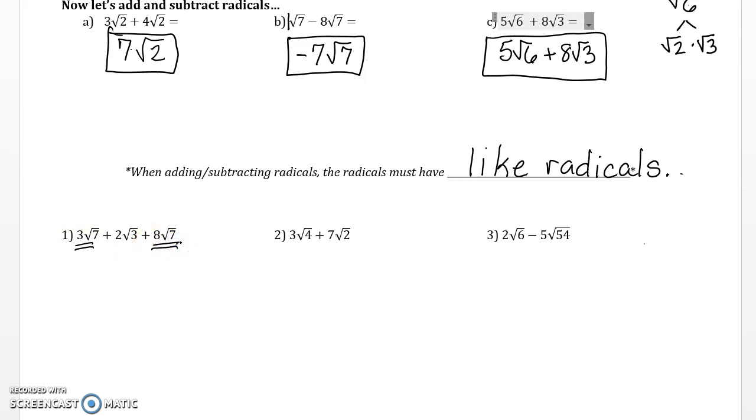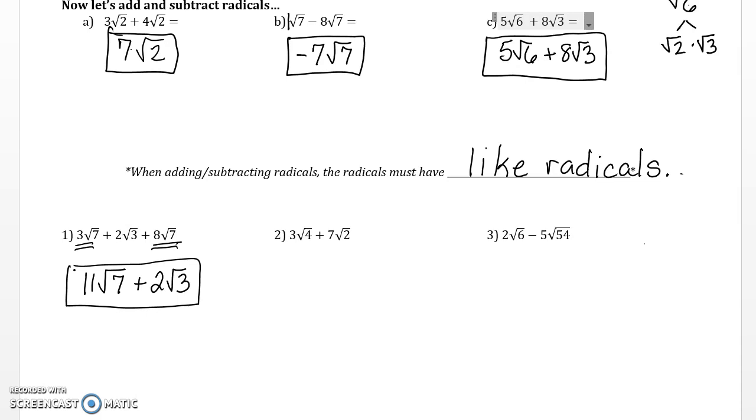So hopefully you're noticing those root 7s. 3 root 7s in the first term, 8 root 7s in the last term. Together will give me 11 root 7s. And then our middle term, 2 root 3, is not a like radical, so just like x and y's stay separate terms, so will our root 7 and our root 3.